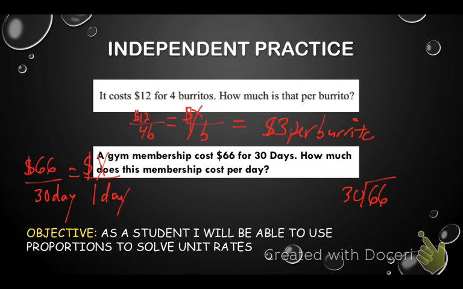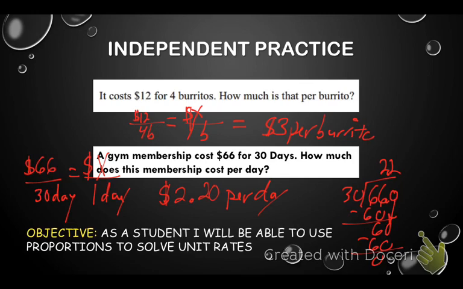So we're going to say 2 times 30 is 60, minus 60, and that would give us 6 left over. Because we need to do a decimal because it's money, we add a 0 and bring it down. 60. That's 2.2, which, if you remember, there's 2 places for money, so it can't be $2.2. It's $2.20. And that's $2.20 per day. Ladies and gentlemen, that is how you solve that. Those are your 2 examples.